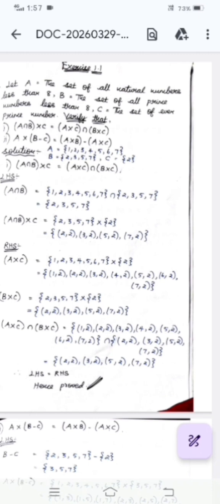Now let's find B cross C. Just substitute the values of B and C and find the cross product. We get (2,2), (3,2), (5,2) and then (7,2). Now let's find A cross C intersection B cross C. Substitute the values of A cross C and B cross C and then find the intersection. We have to find the elements which are common in both A cross C and B cross C. If we find the intersection, we get (2,2), (3,2), (5,2) and then (7,2). Therefore, LHS equals RHS, thus we proved it.